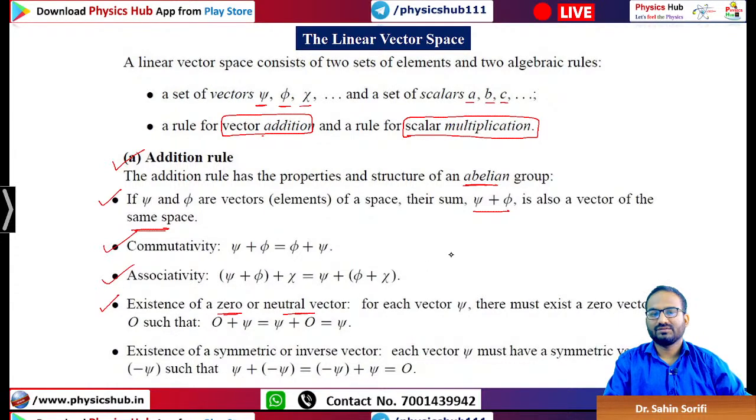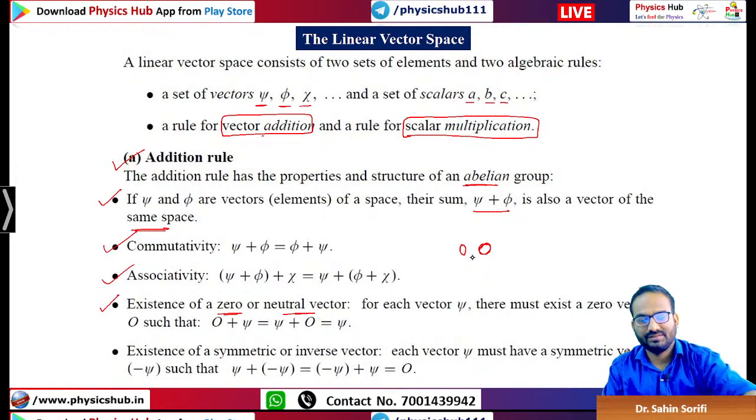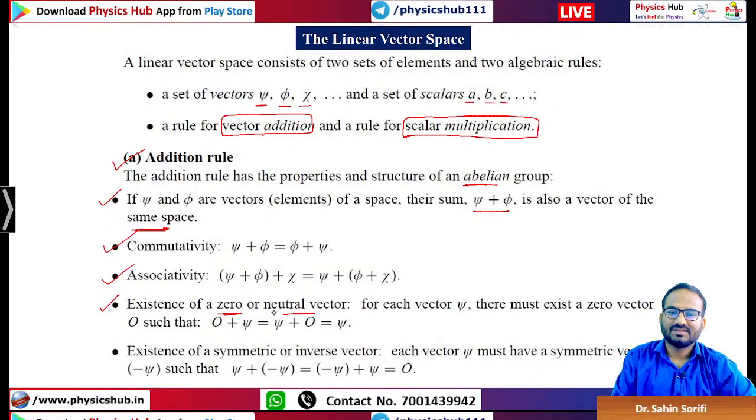Zero vector will be denoted by this, like O. It is different from the number 0, and when we are writing the zero vector, you can write it in this way, a little bit big and a little bit tilted, just to differentiate. Existence of a zero or neutral vector: for each vector psi, there must exist a zero vector O such that O plus psi is equal to psi plus O is equal to psi.